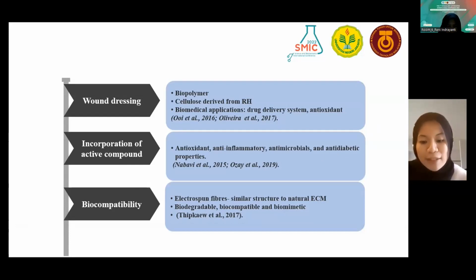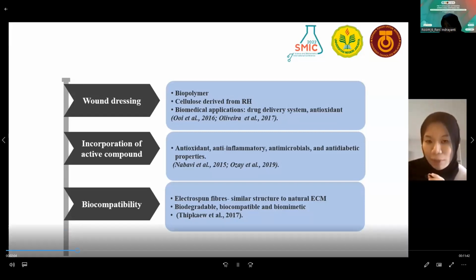An ideal wound dressing should be biocompatible, and electrospun nanofibers have been commonly used to produce dressings, as the structure is similar to the extracellular matrix of our skin. So it displays biodegradable, biocompatible, and biomimetic properties, and it is also tunable.